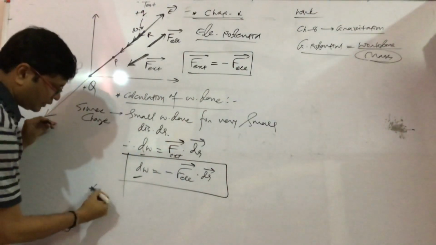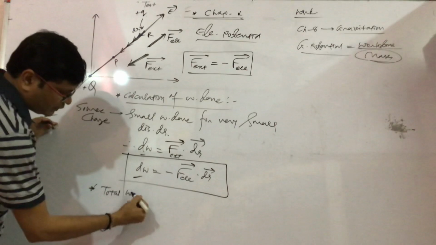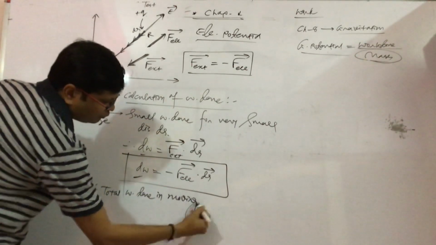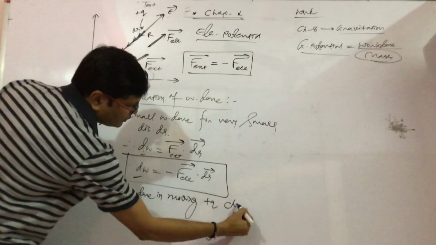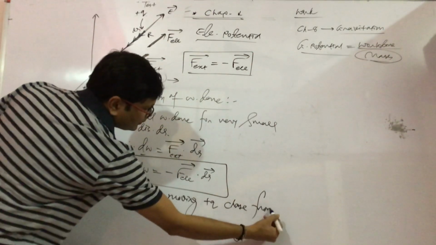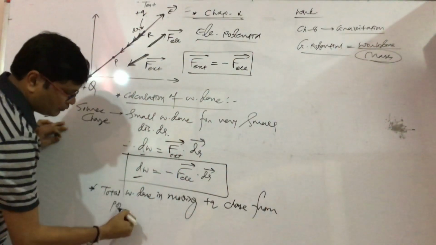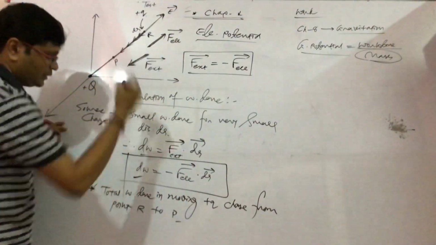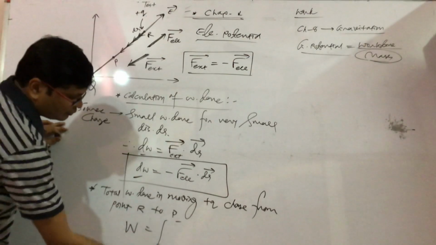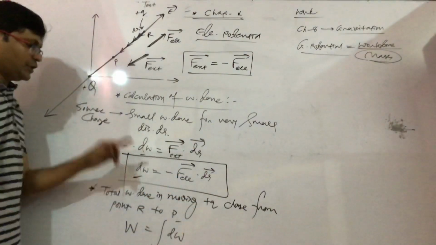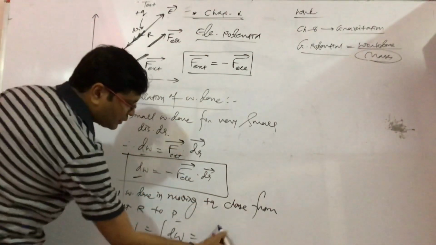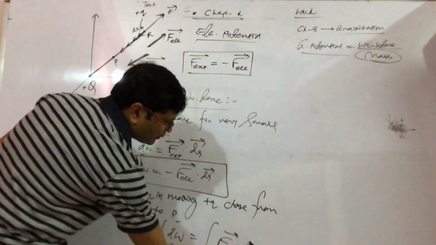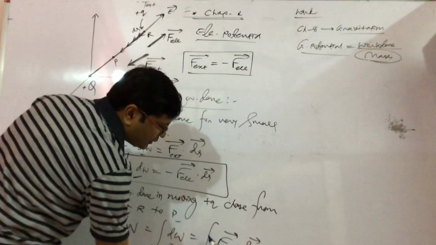So what is the total work done? Total work done in moving plus q charge from point R to P, it is W. That means the integration of dW. But what is the dW? It is F electrical dot dr, and there is a minus sign.